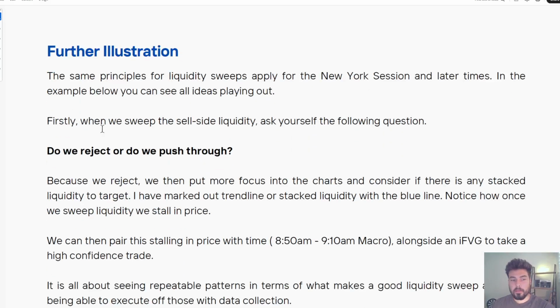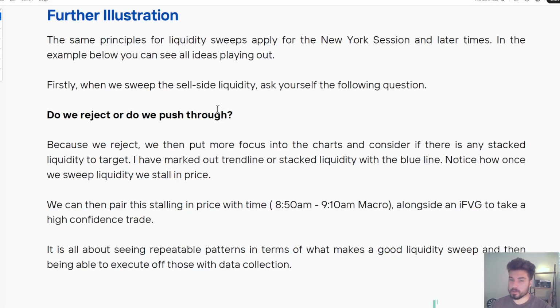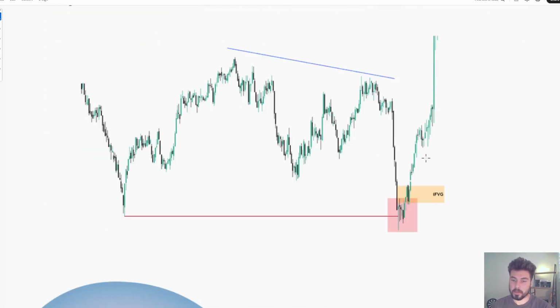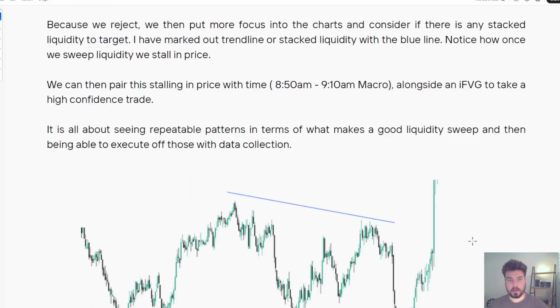Now, let's ask ourselves the same question. When we sweep sell side liquidity, ask yourself, do we reject or do we push through? Let's have a look at this example here. That is sell side liquidity. Do we reject or do we push through? We reject. Cool. That's the first element we're ticking off.